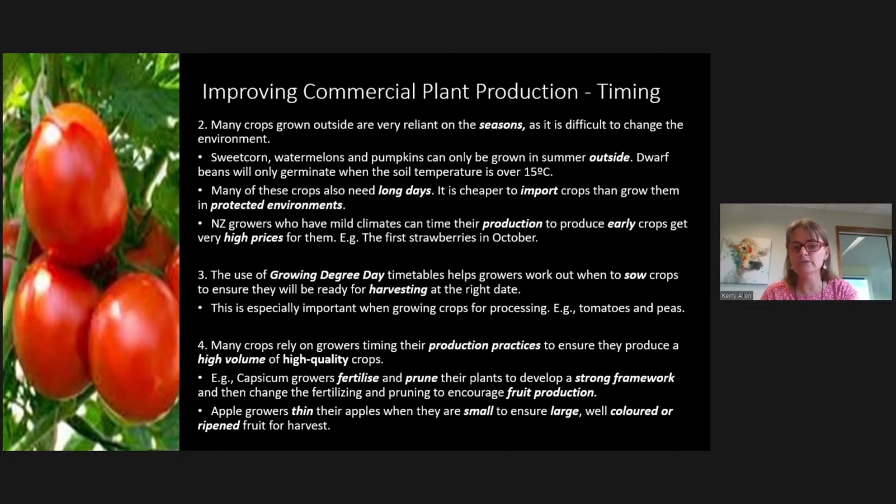And then lastly, number 4 is being able to time your production so that you get that high volume of high quality crops. These are usually done indoors, such as capsicums, to meet those markets. And then if you're looking at outdoors, such as fruiting, you need to thin to ensure that you get apples that are going to be large, well-coloured and ripened.